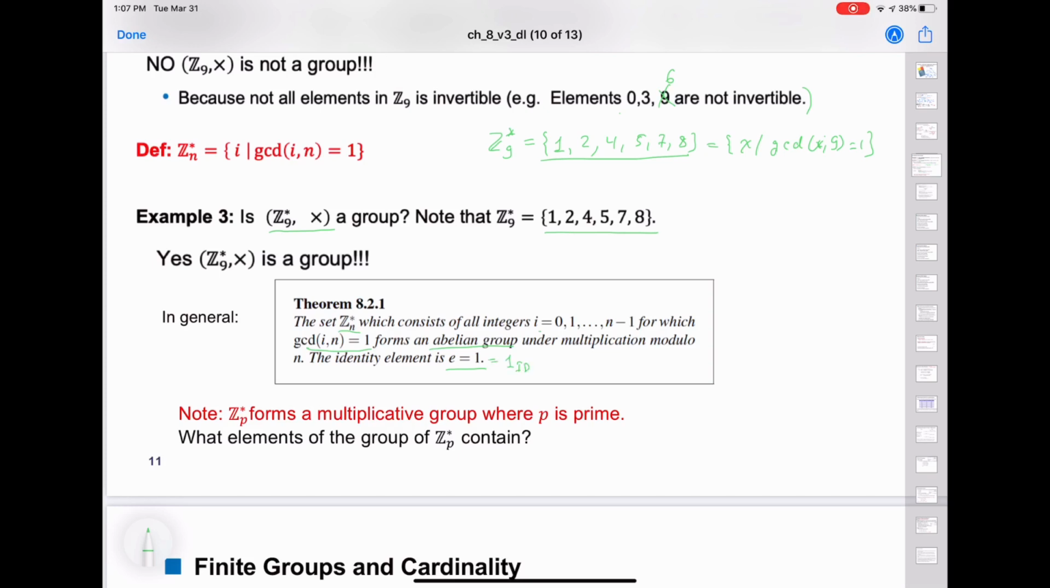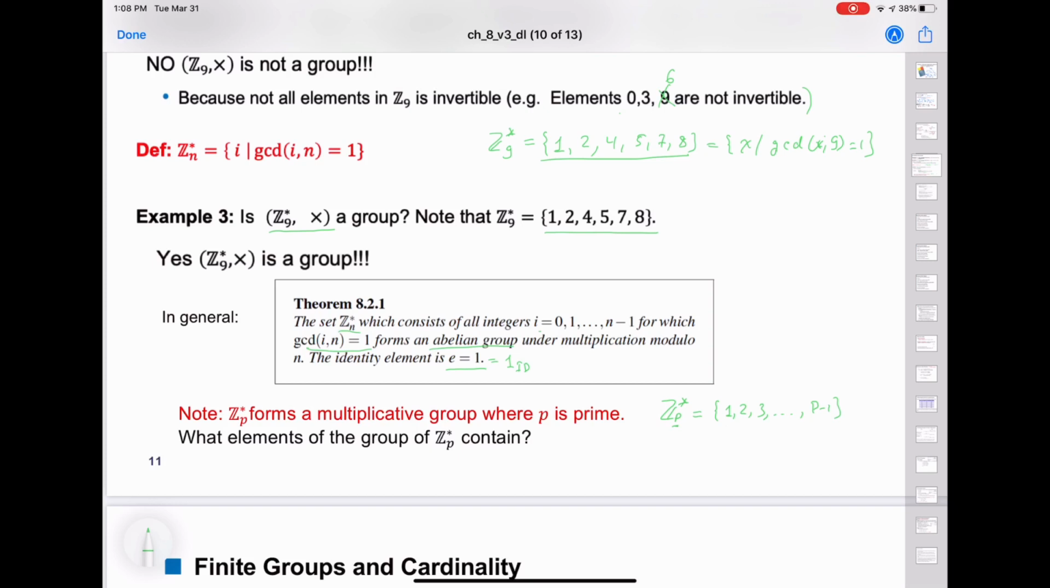Note that specifically we are more interested in Zp star. What is Zp star? Let's talk about that. p is prime. What elements does it contain in here? Zp star contains anything other than 0, up to and including p minus 1. It starts from 1, 2, 3 up to p minus 1. Why p minus 1? Because it has to be less than p.